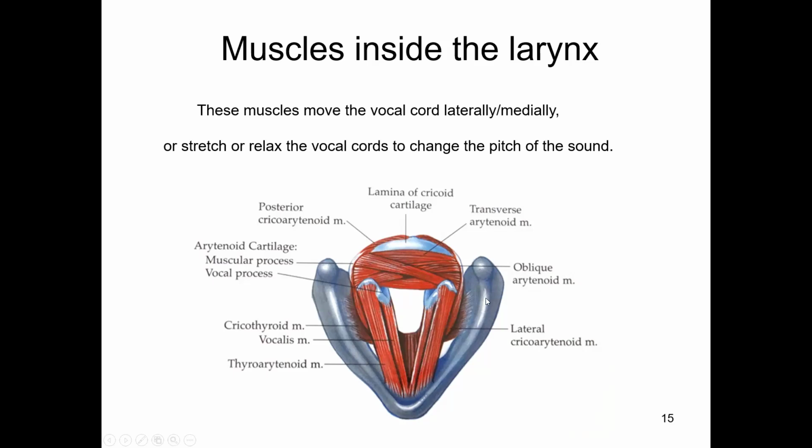When you look at this large gray structure, this is our thyroid cartilage. Right here is the Adam's apple. So inside our larynx, there is this treasure trove of small muscles allowing us to create sound by moving, stretching, or relaxing our vocal cord.